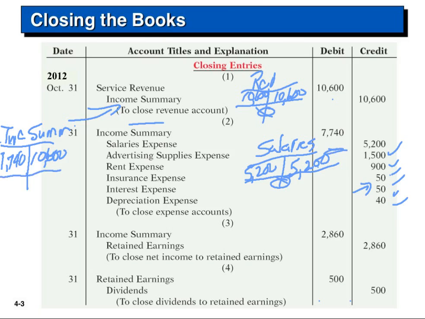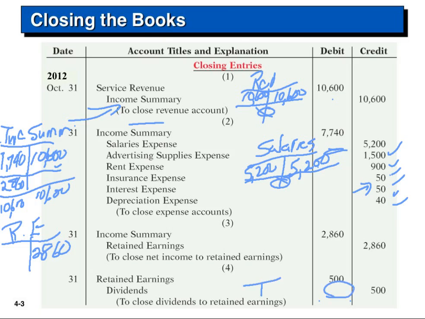Now what I do is I close income summary. I say, oh look, I have credits of $10,600 and I have debits of $7,740. I need a further debit to close it. So I debit income summary $2,860. So they both have $10,600 on the debit side and $10,600 on the credit side, and I credit retained earnings. Remember, retained earnings is a credit balance account, so it's going to go up by $2,860.